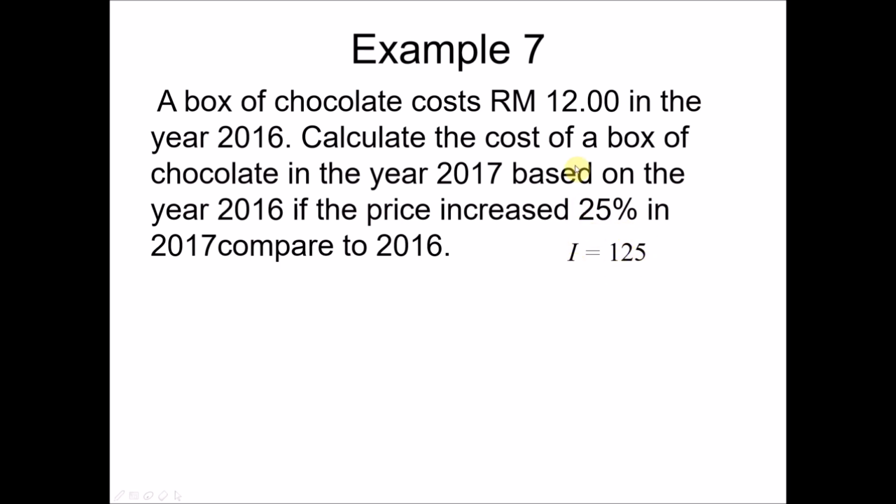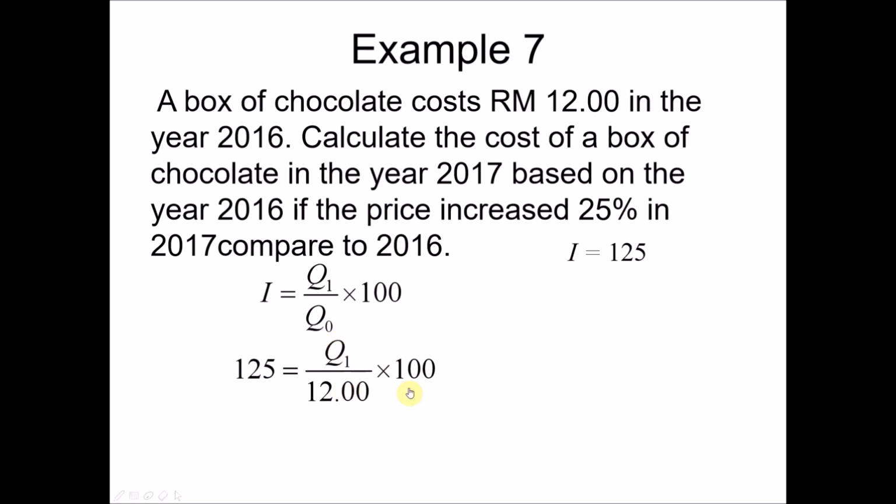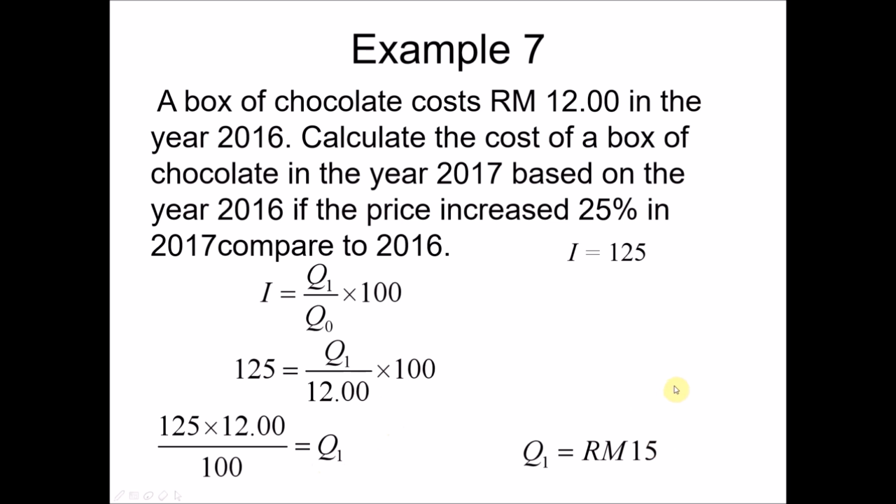So now we are going to use this to help us to find the cost of the box of chocolate. So we use the formula. I is given, 125. Q1 is the cost of the box of chocolate in the year 2017, where Q0 is the cost of the chocolate in the year 2016 because it's compared to 2016. So Q0 is 12 ringgit. So you get 125 equals to this. You substitute the values there to calculate Q1. You get Q1 equals to 15 ringgit. So the box of chocolate costs 15 ringgit in the year 2017.